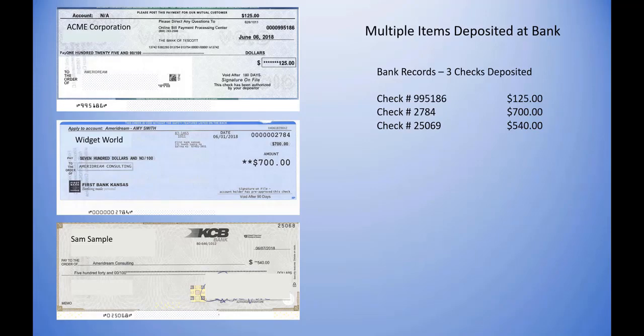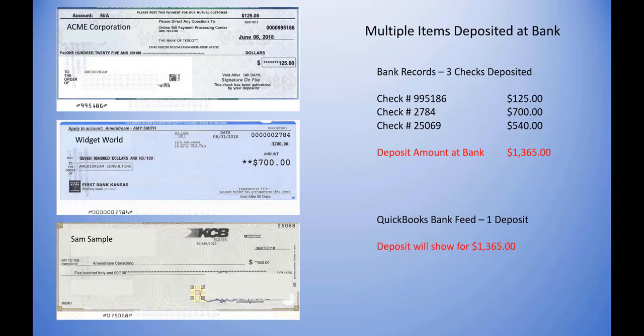In this method, we would deposit each check when we receive the payment directly into our check register. So the amount we deposit at the bank will be $1,365, but in our QuickBooks register we will have 3 separate deposits, one for $125, one for $700, and one for $540. When our bank feed comes through, it will only show the one deposit at the bank, which was for $1,365.